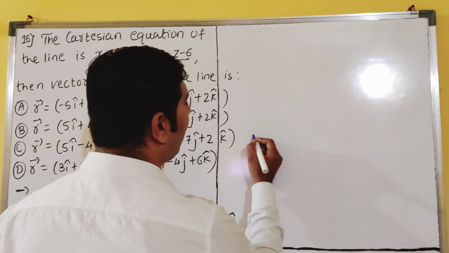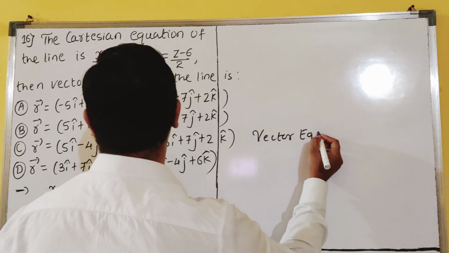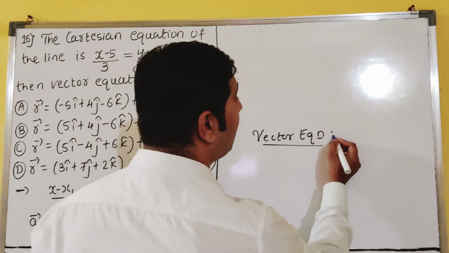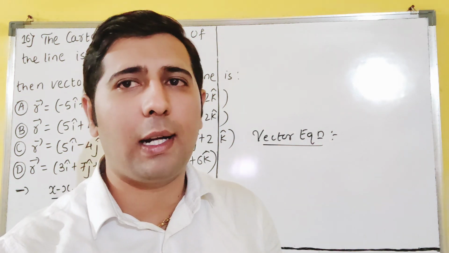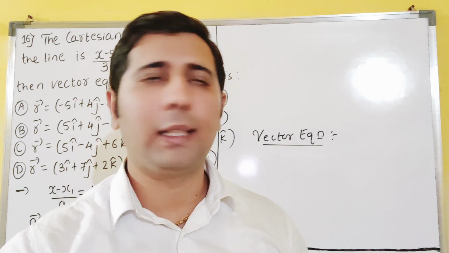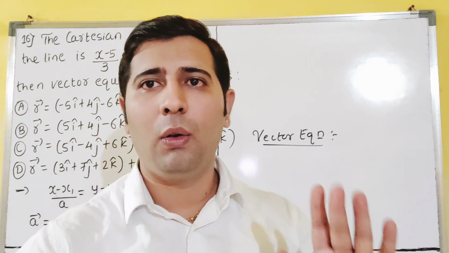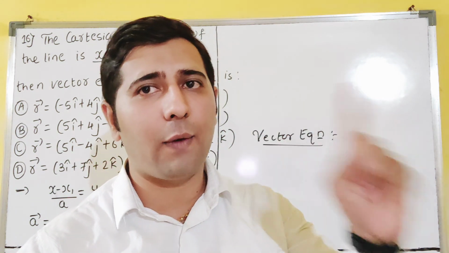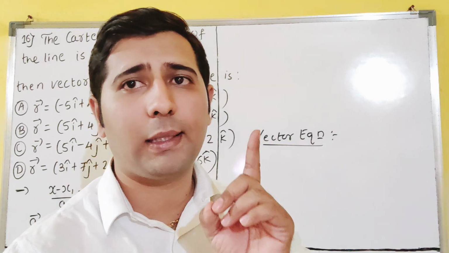So I have to find the vector equation. Sometimes, dear students, vector equation is also called vector form. Sir, you said vector equation, you did not say vector form. No, vector equation and vector form are both the same, dear students. Don't forget. I hope it is clear, everyone.